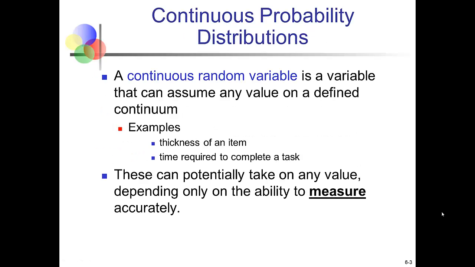As we've talked about before, a continuous random variable is a variable that can take on infinitely many values, or an uncountable number of values. So examples are the thickness of an item, the time required to complete a task. This continuous random variable could take on any value depending on our ability to accurately measure this data.